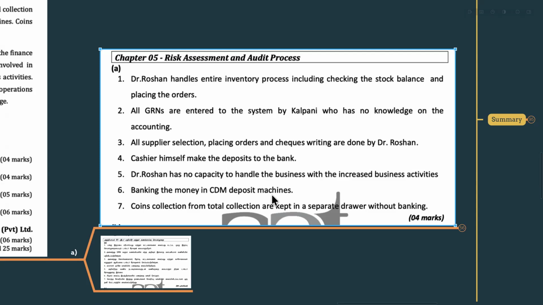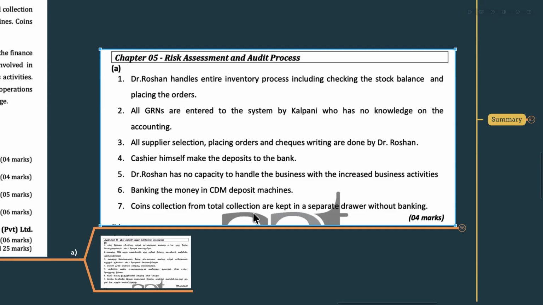And banking the money in a CDM deposit machine is also a problem, because sometimes they can lose the money while they are going to the CDM machines. And sometimes that CDM machine is not going to produce the slips. It will say, because of the ecosystem, please consider before you print. Sometimes that machine will say we cannot print the slips. So there's no evidence whether they have deposited or not. Right? The problem is there. So they can go to the bank, not to the CDM machines.